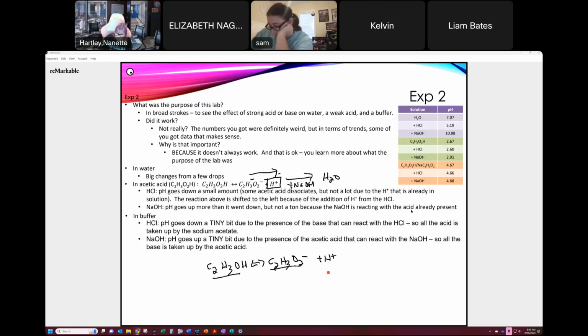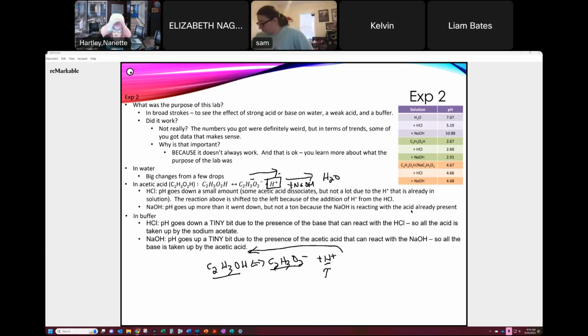So again, if I add more HCl to this, I'm adding more H+. So I'm adding this here, that's going to drive this reaction backwards more than it did before. Okay, and that's because I have both species present. So it's able to go backwards more because of the presence of both ions. And it has to get back to equilibrium.